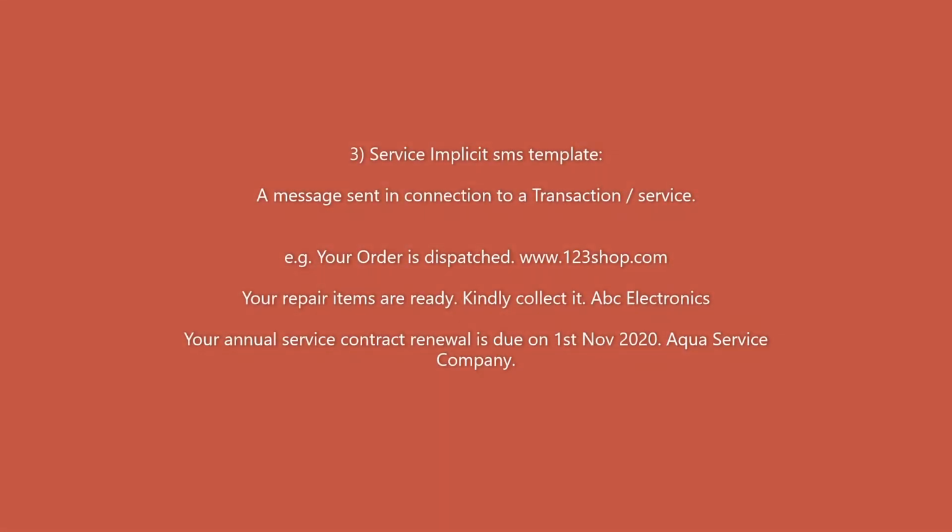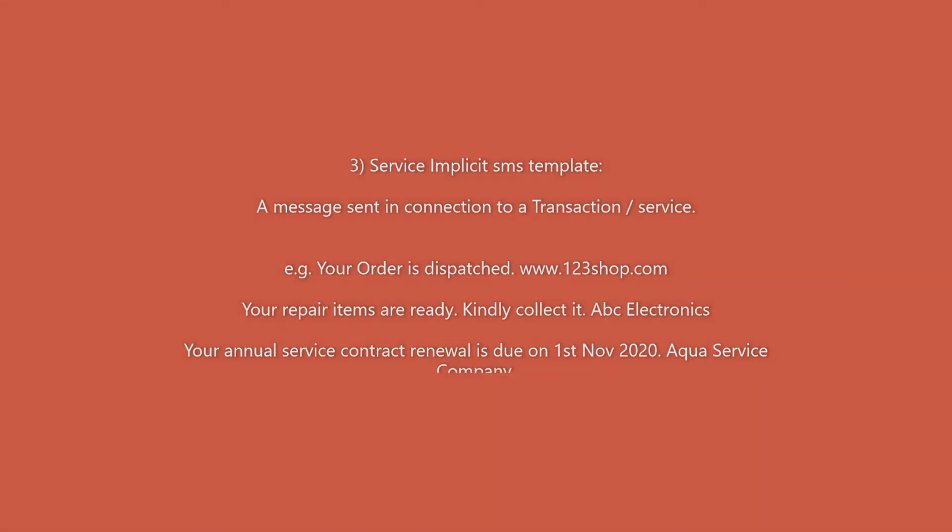Third type of template, Service Implicit Template. This type of template is used when you are sending SMS for an existing transaction. It can be OTP SMS, renewal reminder, payment reminder, dispatch detail etc. Basically, it is a necessary SMS for an existing or new customer recipient.